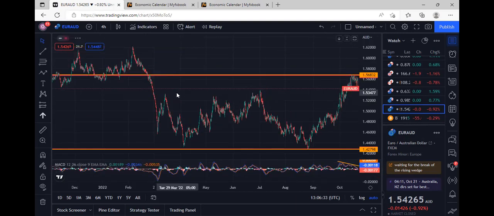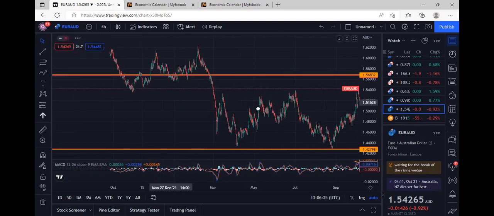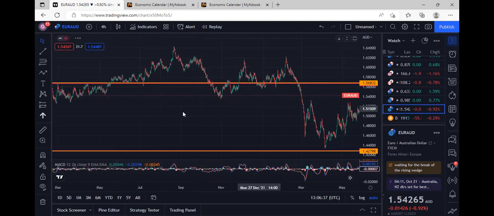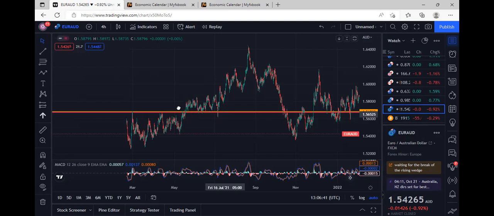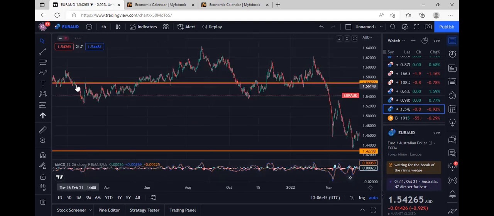Let me try and find a sideways market right here. Like this one here, you can see this market is moving sideways. Instead of forming higher highs as it goes up, it moved sideways. Moving from the left side to the right side, it is moving sideways. So this market has structure even though it is moving sideways.